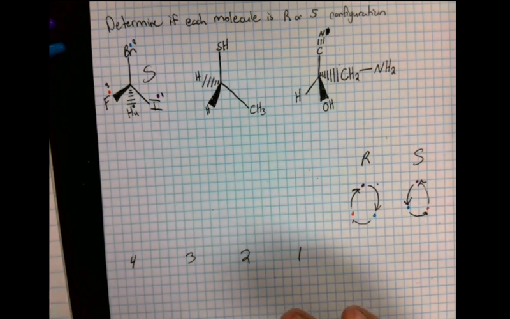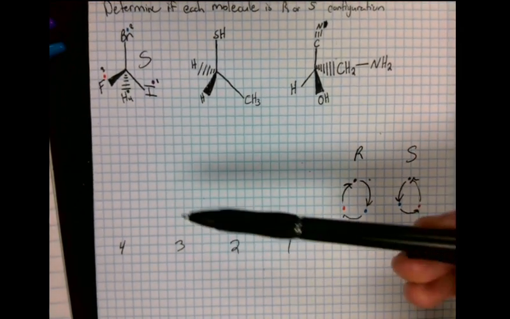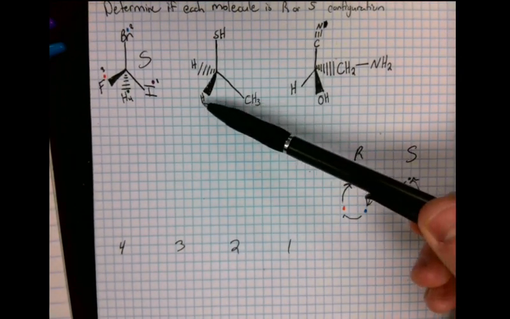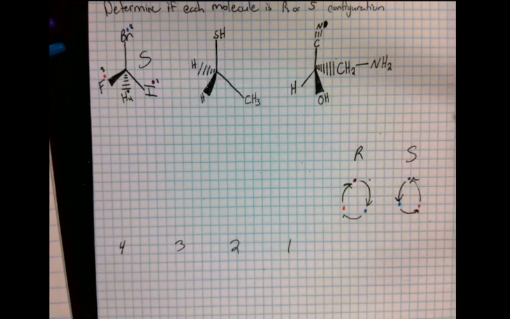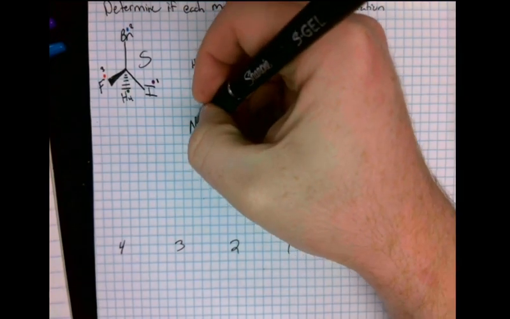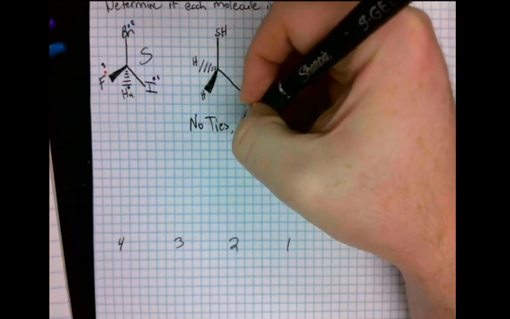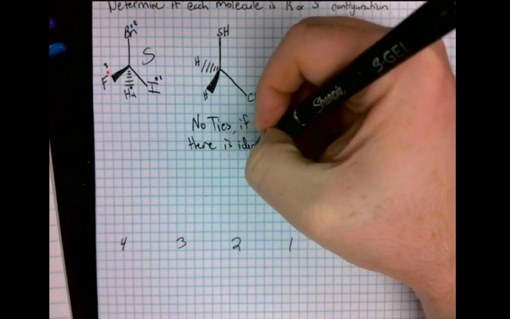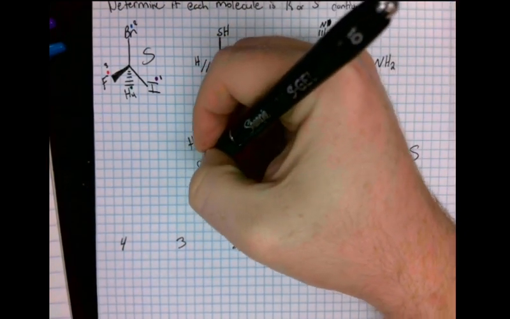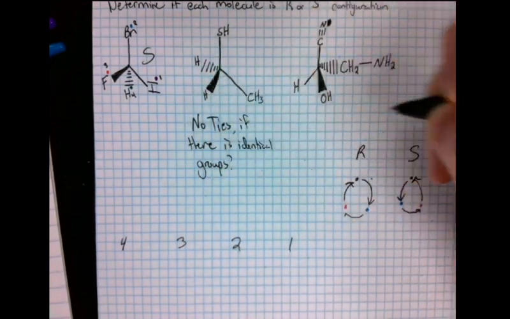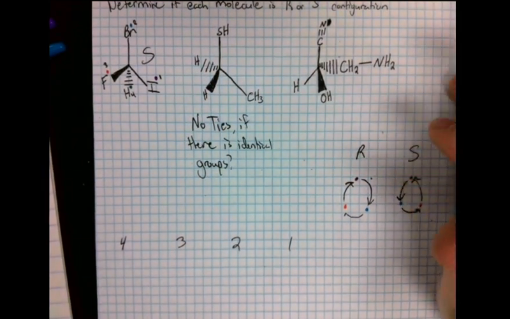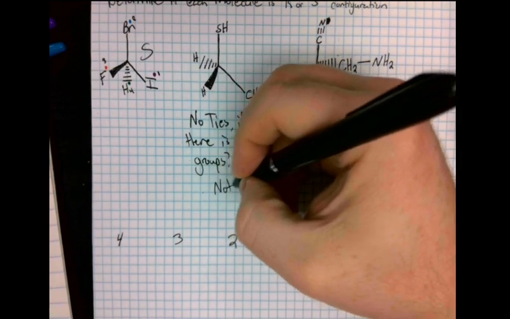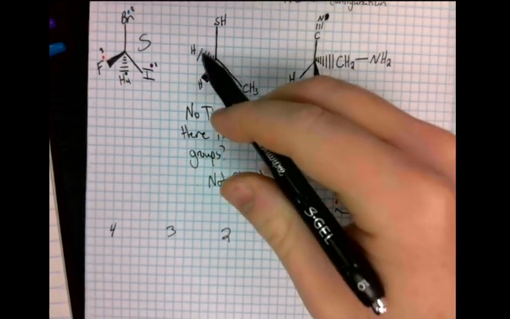Okay, let's go to the second one. The second one is a little bit interesting. So we've got sulfur, carbon, but we've got 2 hydrogens. So if there's 2 hydrogens, what do we do when there's a tie for priority? Well, if there are identical groups, that means Diamond is trying to trick you. It is not chiral. This is not chiral.